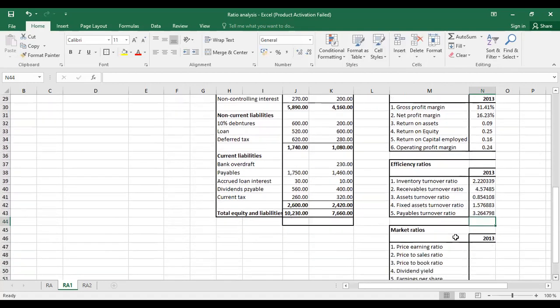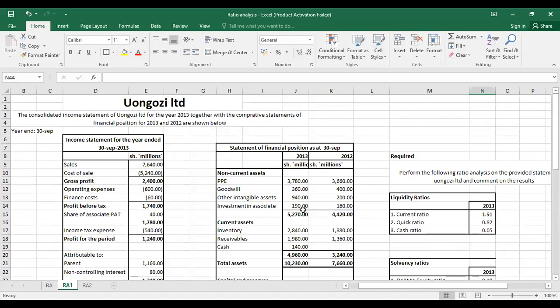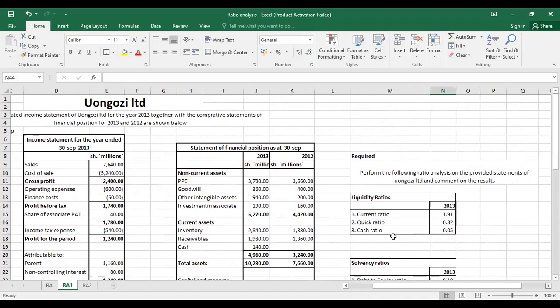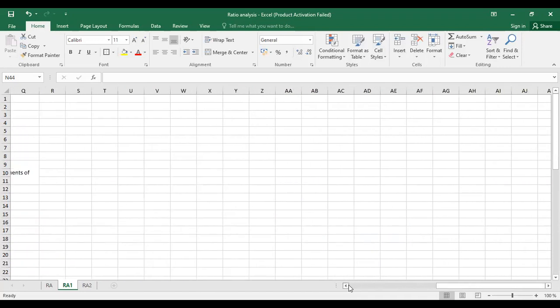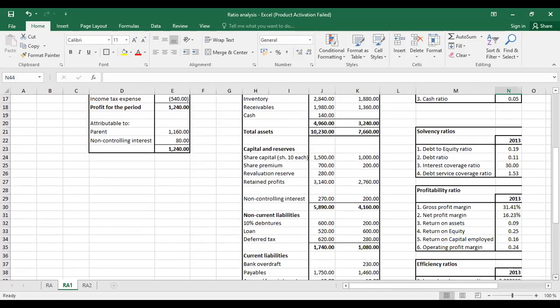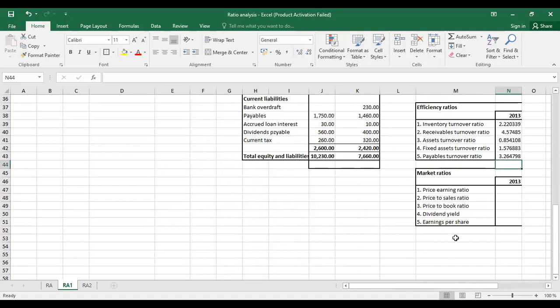Then I think you go to market ratios. Price earning ratio, it says the market price per share over earnings per share. So in our question, we are not given the market price per share. In this question, we tried to incorporate everything. Price also, it's market price per share. This one is also market price per share.